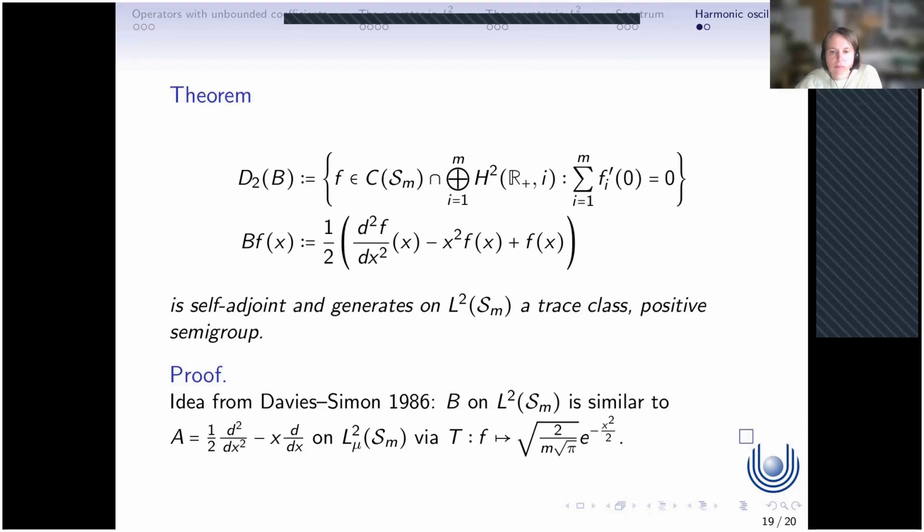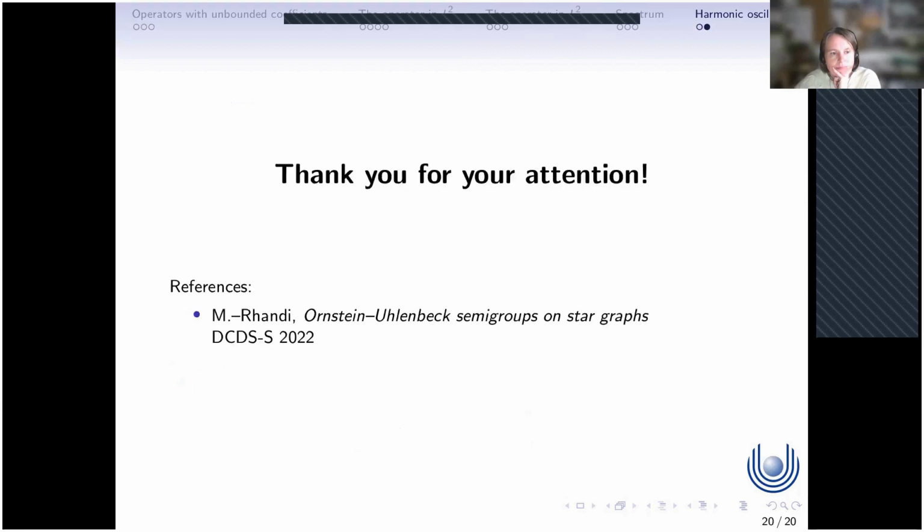And of course, to study further properties of this harmonic oscillator, which are closer in spirit to classical questions for quantum mechanics, perturbation theory in particular. So, this is all I want to tell you. Thank you for your attention, and this is the reference to the paper by Abdelaziz and myself.